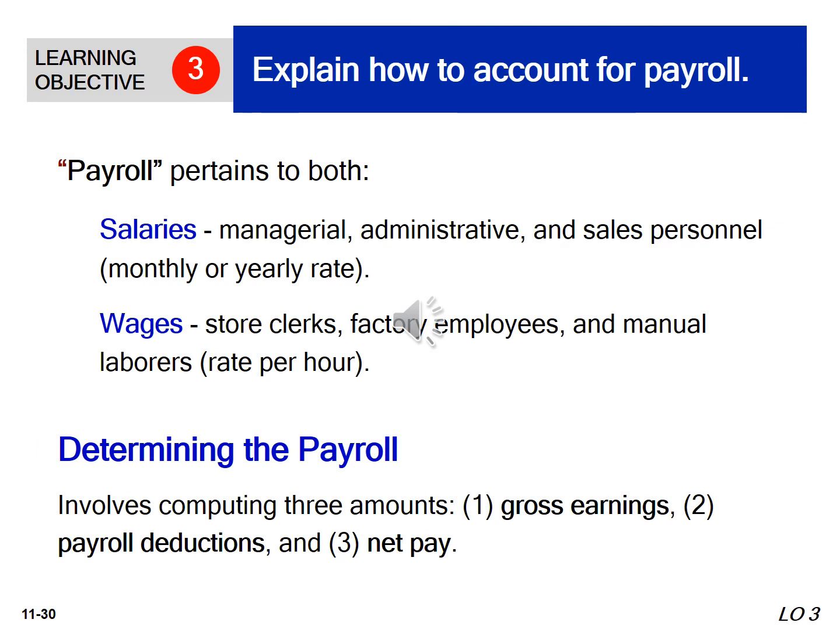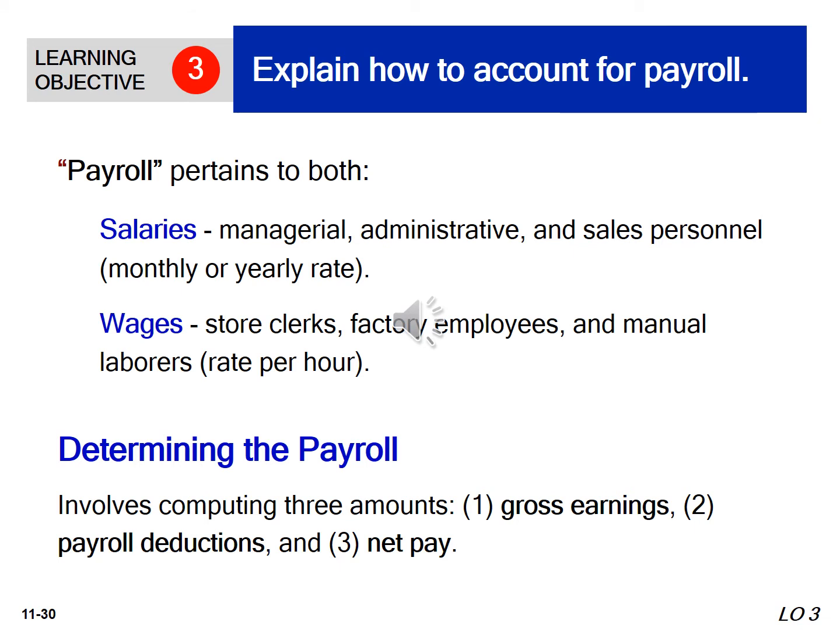Now let us move on to the third and last learning objective for today's lecture. We're going to explain how to account for payroll. Payroll pertains to both salaries and wages. Salaries are for managerial, administrative, and sales personnel. These are usually given out monthly or yearly, whereas wages are for store clerks, factory employees, and manual laborers, and these are usually calculated as a rate per hour.